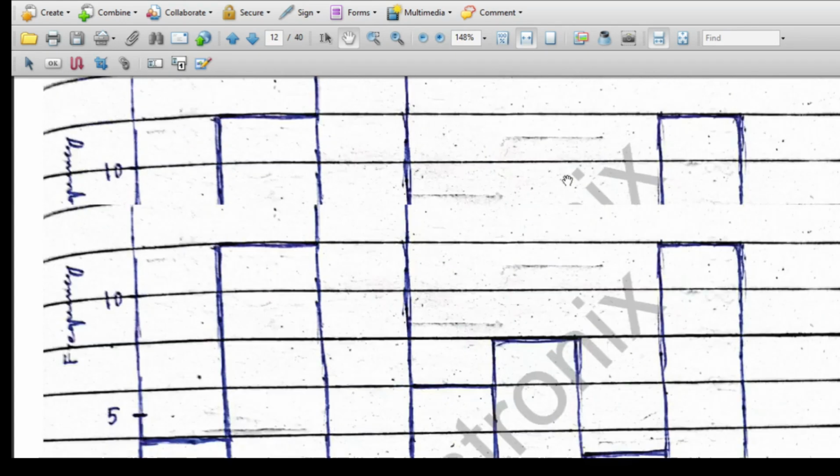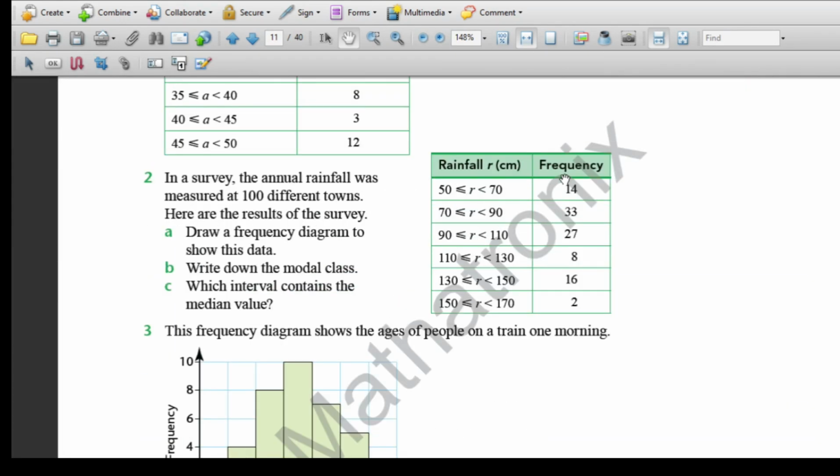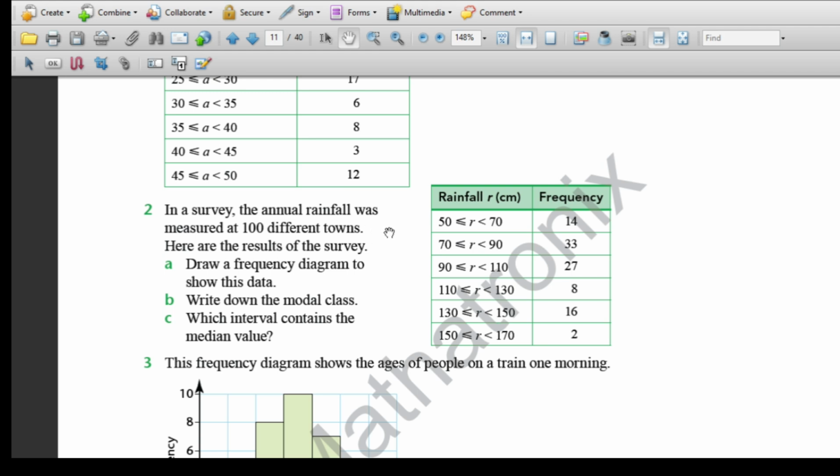In question number 2 we have a survey. In a survey the annual rainfall was measured in 100 different towns. Here are the results of the survey: 50 to less than 70 is 14, 70 to less than 90 is 33, 90 to less than 110 is 27, 110 to less than 130 is 8, 130 to less than 150 is 16, 150 to less than 170 is 2. So we will draw this frequency diagram and write down the modal class.